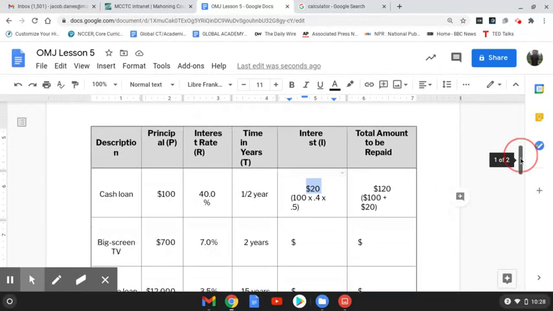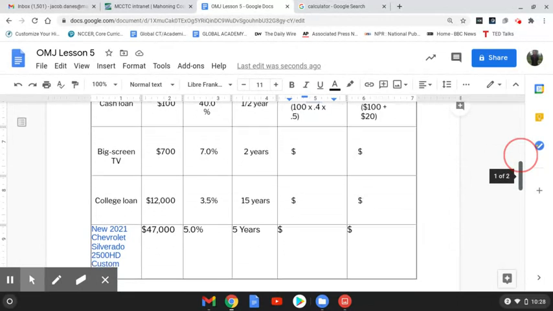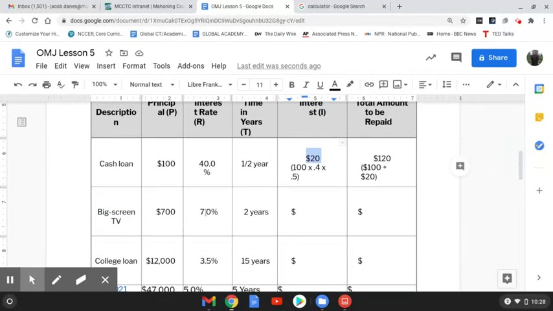You have a couple other equations down here for a big screen TV, a college loan, and a new Chevy Silverado. So remember when you do 7% here, will it be 0.7? No, it'll be 0.07. 0.7 would be 70%. So that's what you got to focus on.